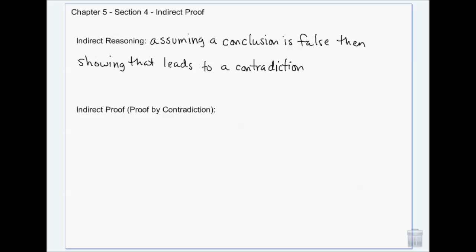A very simplistic example of indirect reasoning would be if you tell your son he needs to eat all his dinner or he's not going to have dessert, and he doesn't believe you. I say, okay, well then why don't you go ahead and not eat your dinner and see what happens. Then they don't eat their dinner, and when they ask for dessert, you say, no dessert. See, that's what happens. So it's like a contradiction.